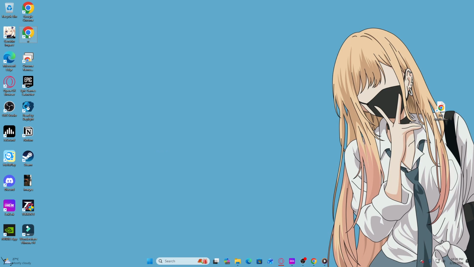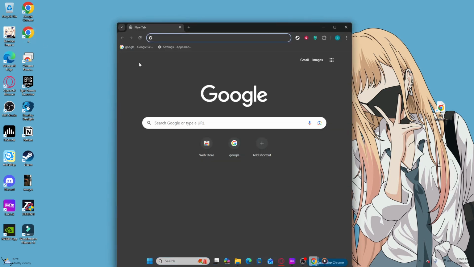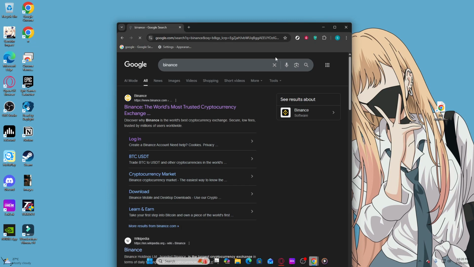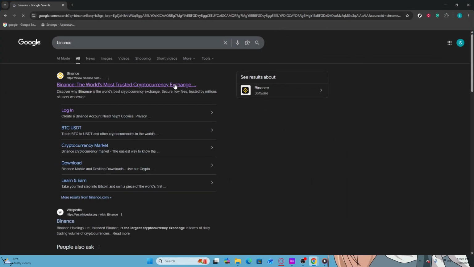Begin by opening your web browser and navigating to the Binance website. Once the page loads, you will see various options on the homepage, including links for trading, earning, and more. Ensure you have a stable internet connection to avoid interruptions during your trading session.